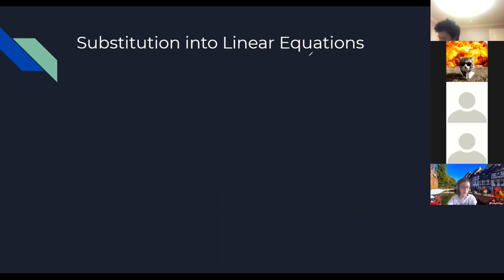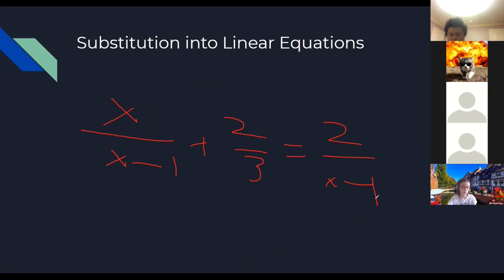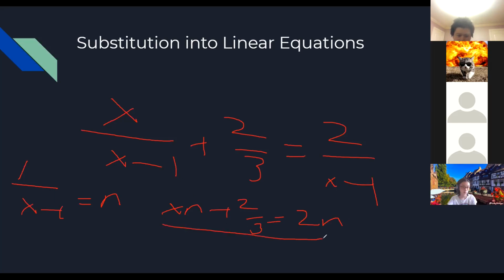An interesting problem we can do with this is x over x minus 1 plus 2/3 equals 2 over x minus 1. So if you tried what we did before with 1 over x minus 1 equals n, you would get xn plus 2/3 equals 2n. However, this is not linear, so we can't solve it yet.